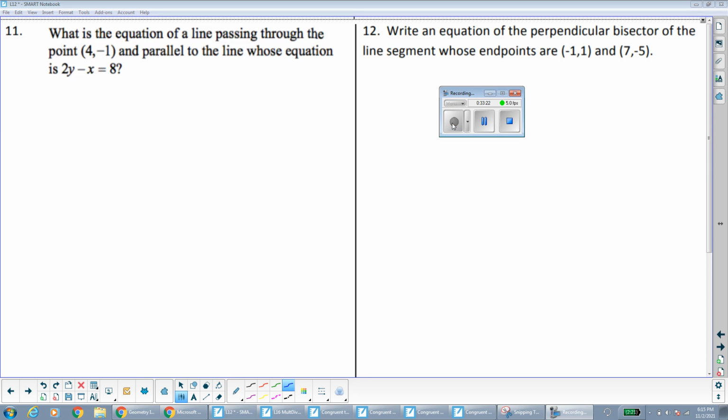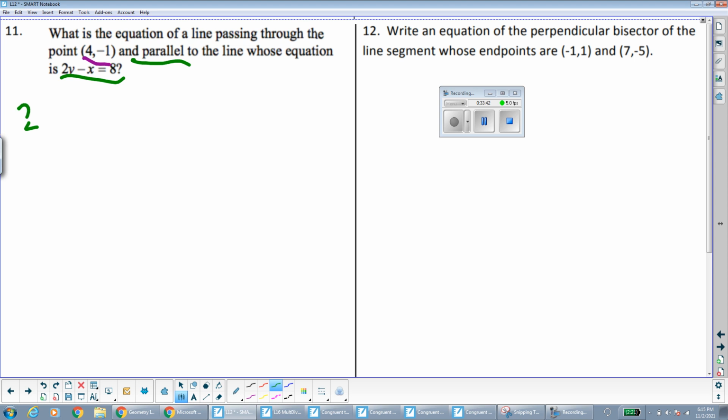Okay, we're going to write the equation of a line that passes through the point 4, negative 1. And is parallel to the line with the equation. So in order to write the equation of any line, we need two things. We need a point and we need a slope. It's the point here in the question. It's the point 4, negative 1. We just need to find the slope.